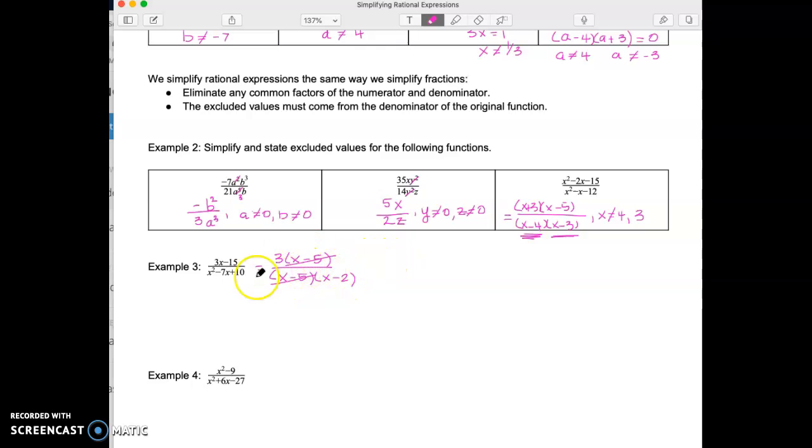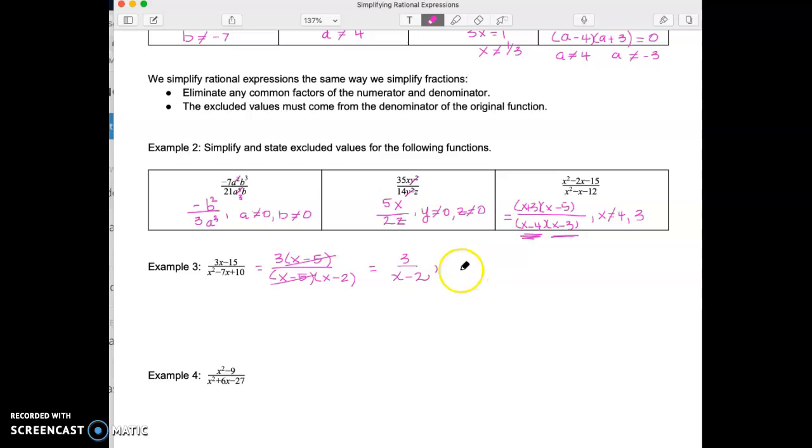We can't cancel things that are joined by addition and subtraction. If you're asked to simplify, I couldn't look over here and just say, oh, I can cancel an x in the top and the bottom, and the -15 and the 10 would simplify. Those things are different terms of an entire expression, so we can't just take those and break them apart. When we write our simplified expression, we write it without the parts that we removed in the simplification.